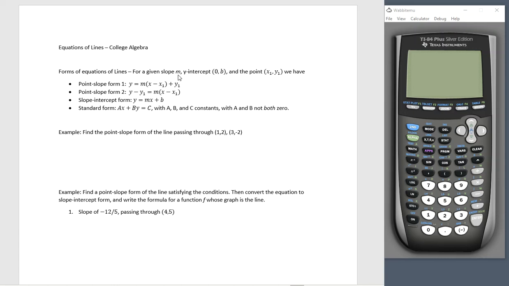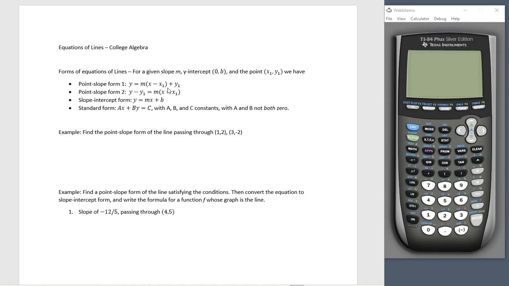For a given slope m, a y-intercept b, and a point x1, y1, we have four different forms, and actually it's only three different forms, but we're going to call it four. The point slope form, y equals m times x minus x1 plus y1. And this point slope form number one comes from form number two that we're all more familiar with. It's a generalized version of the slope formula. y minus y1 equals m times x minus x1.